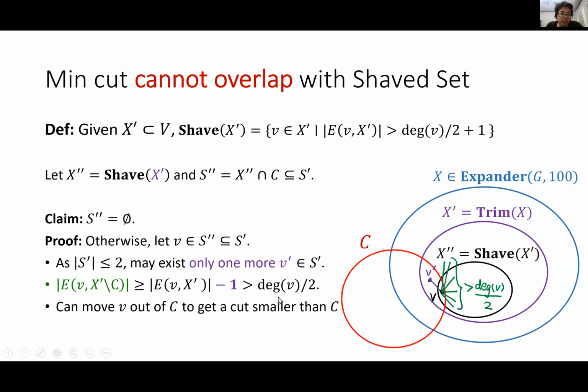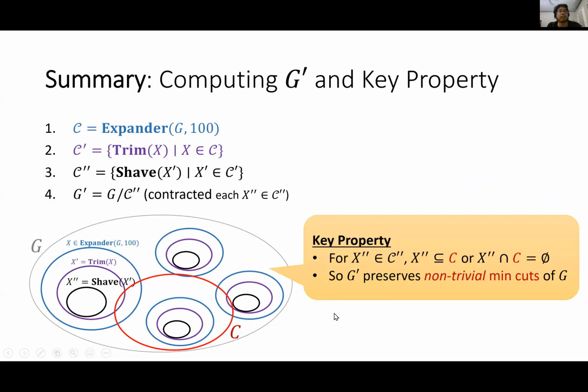But once you have this, what it means is that for this vertex V, more than half of its degree goes out of the min cut. So if you just move V out of C, you get a smaller cut. And you can indeed move V out of C because C is non-trivial. And if you can do that, that's a contradiction because we assumed that C is a min cut. That's a proof of a key property.